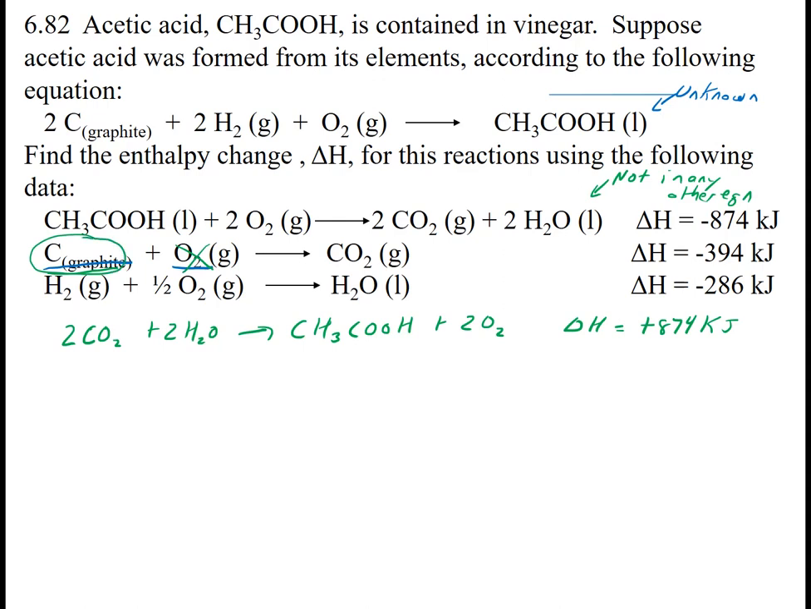Now, how do I make this carbon look like that carbon? This is on the left-hand side of the reaction arrow, so I don't need to reverse it. This, however, has a coefficient of 2. This has a coefficient of 1, so I'm going to multiply by 2. So I'm going to have 2 carbons plus 2 oxygens goes to form 2 carbon dioxides, and then my delta H becomes a negative 394 times 2 to equal a negative 788 kilojoules.